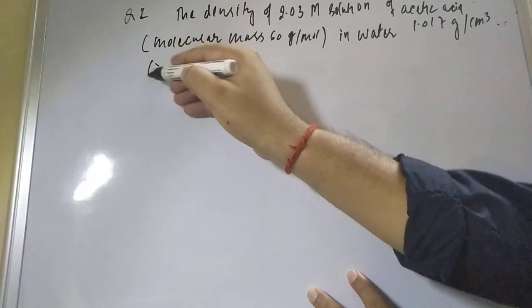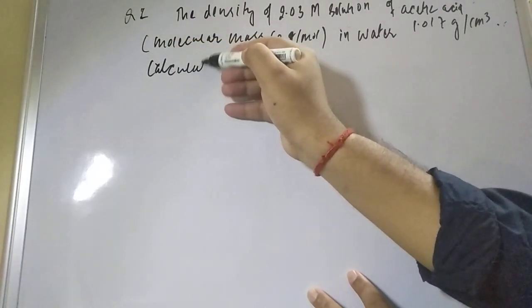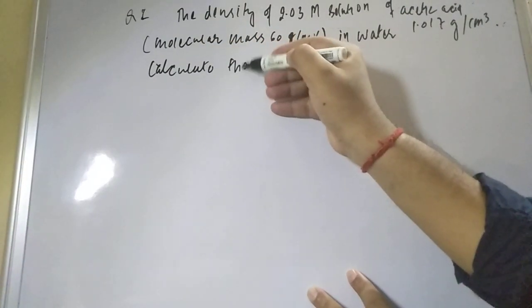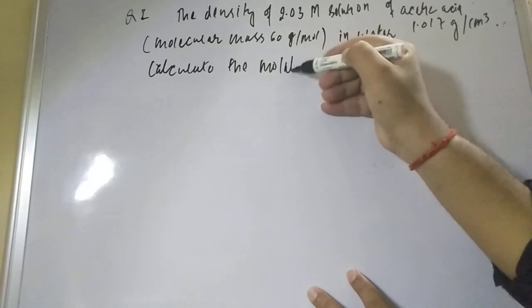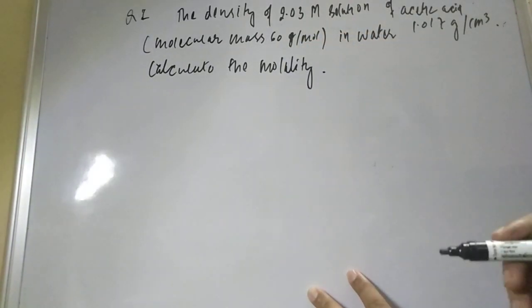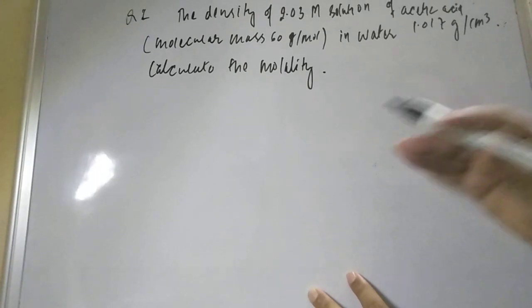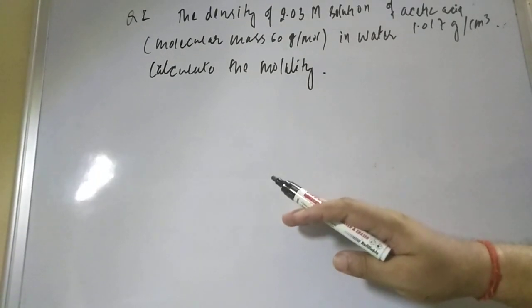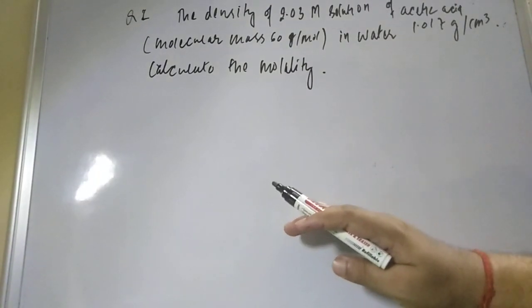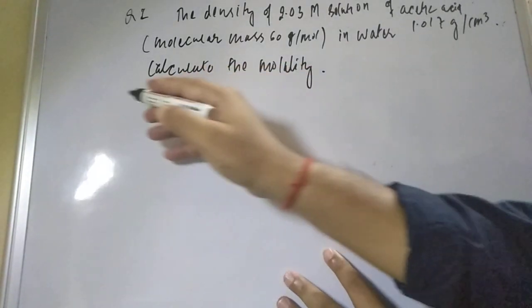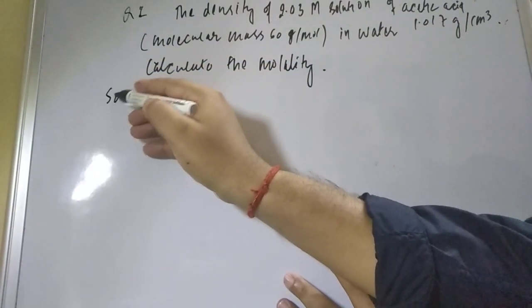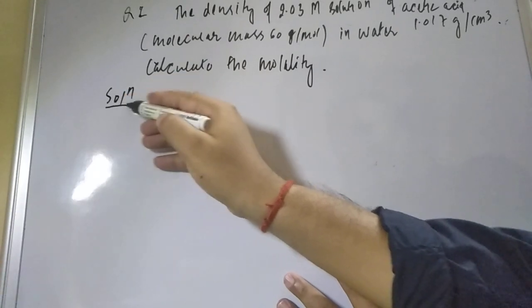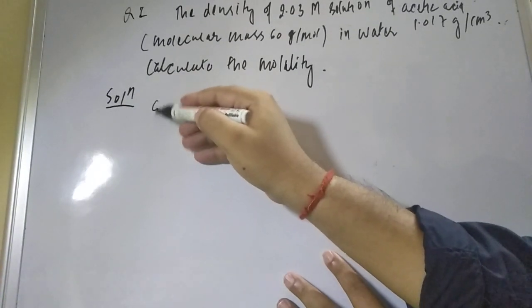Now student, with this formula you can calculate molality or molarity or density, depending on what is given and what they are asking. See what is given in the problem. Here we are going to write the solution. Firstly, in the solution, just write what is given.